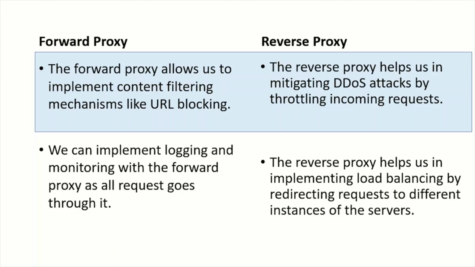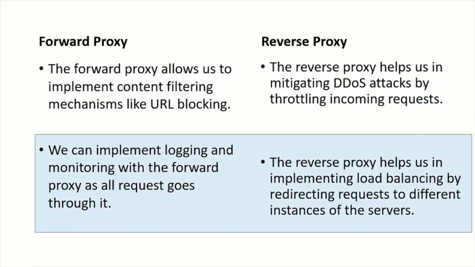As all the requests go through the forward proxy itself, it is easy to implement the content filtering mechanism like URL blocking. The reverse proxy helps us in mitigating DDoS attacks by throttling incoming requests. So in case of reverse proxy, you can keep a limit on the number of requests that can be accepted by the server. We can implement logging and monitoring with the forward proxy as all requests go through it.